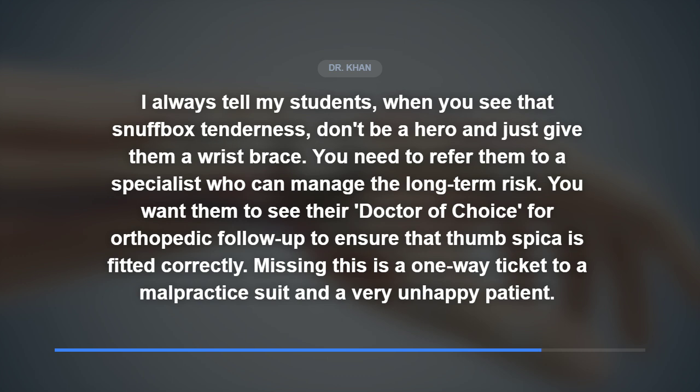I always tell my students, when you see that snuffbox tenderness, don't be a hero and just give them a wrist brace. You need to refer them to a specialist who can manage the long-term risk. You want them to see their doctor of choice for orthopedic follow-up to ensure that thumb spica is fitted correctly. Missing this is a one-way ticket to a malpractice suit and a very unhappy patient.